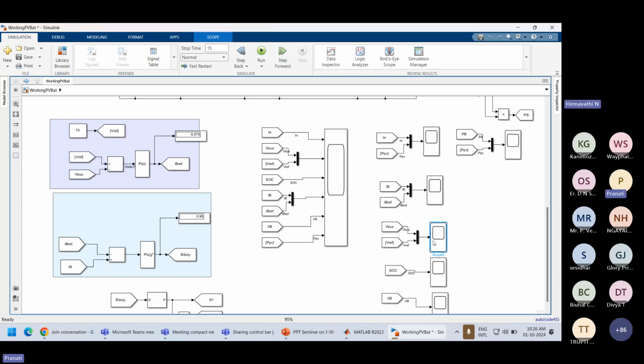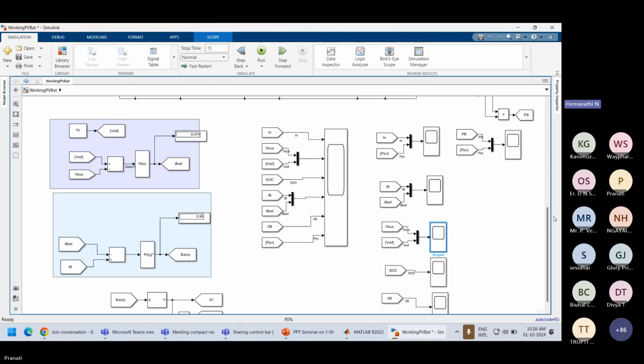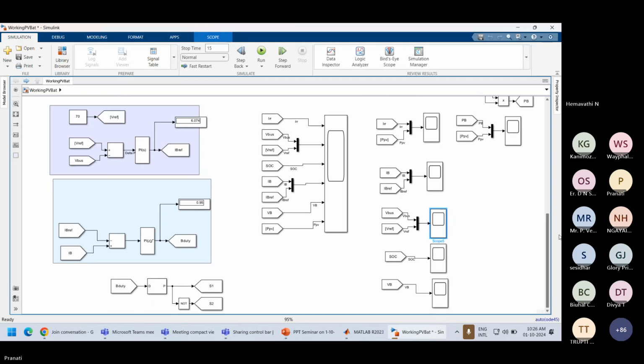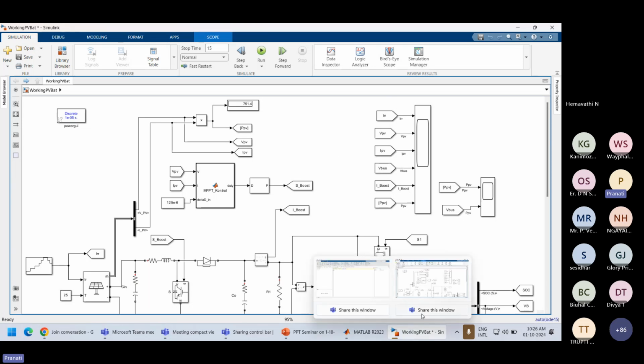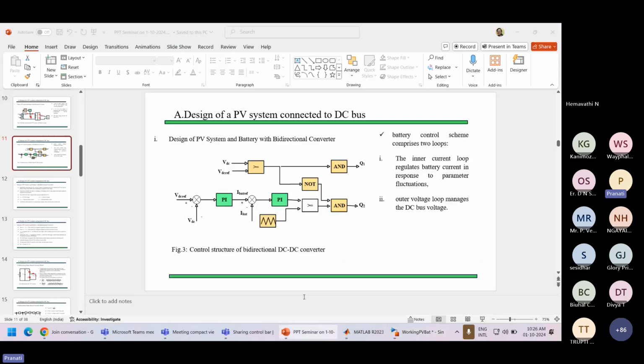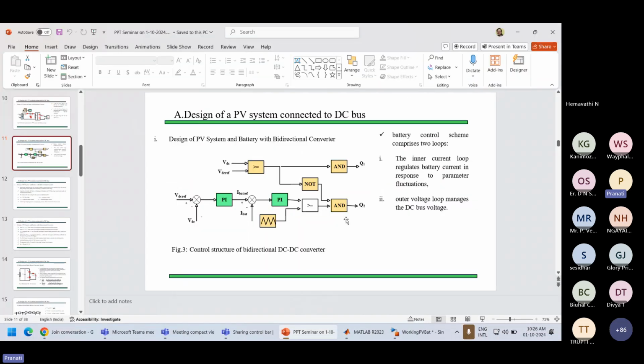The same thing we can see from this one, that it tracks the bus voltage. Over with the simulation. Now let's go back to the PPT. So we have explained this bidirectional converter with the Q1 and Q2 switches. Q1 and Q2 are the two switches which operate either in buck mode or boost mode to charge or discharge the battery.